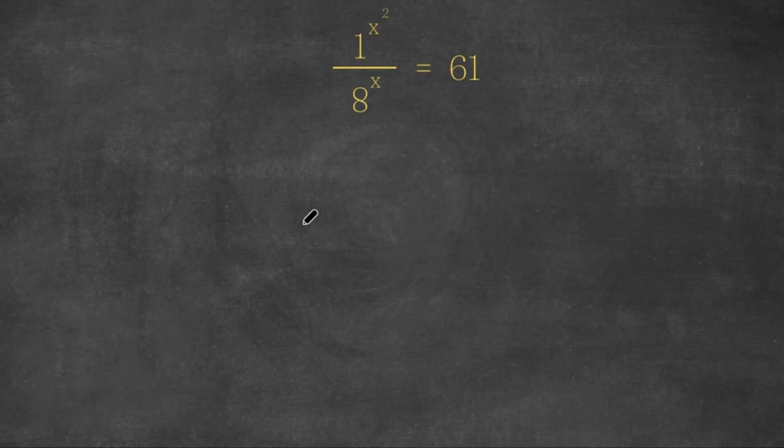In today's video, I'm going to be teaching you guys how to solve this exponential equation. So we have 1 to the power of x squared divided by 8 to the power of x is equal to 61.